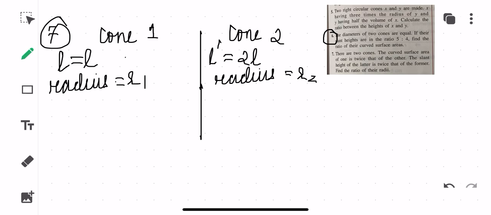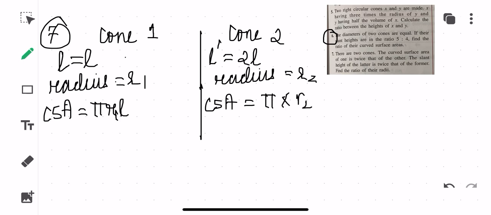Okay, now what is the next thing children? The next thing is, for the first cone, sorry, not cylinder, what will be CSA equal to? CSA will be equal to pi r L, pi r1 into L. And here what will be CSA equal to children? CSA will be equal to pi into R2 into 2L. So how much will this be equal to children? This will be equal to 2 pi R2 into L. So this way it will be easier for you to calculate.